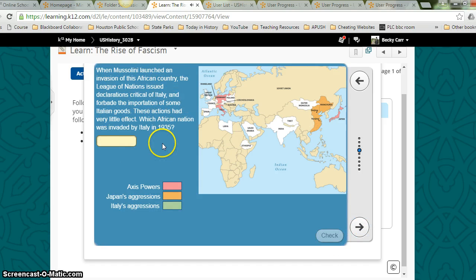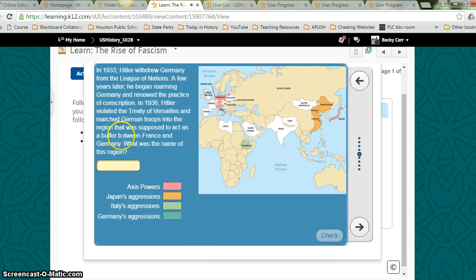Yes, correct. When Mussolini launched an invasion of this African country, the League of Nations issued declarations critical of Italy and forbade the importation of some Italian goods. These actions had very little effect. Which African nation was invaded by Italy in 1935? We know that is Ethiopia. Hopefully I'm going to get the spelling right.